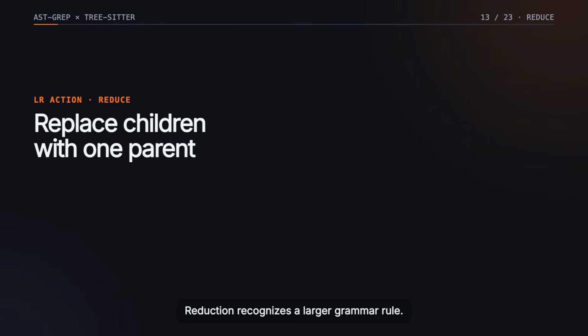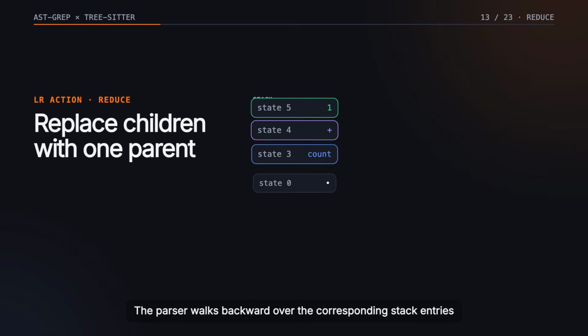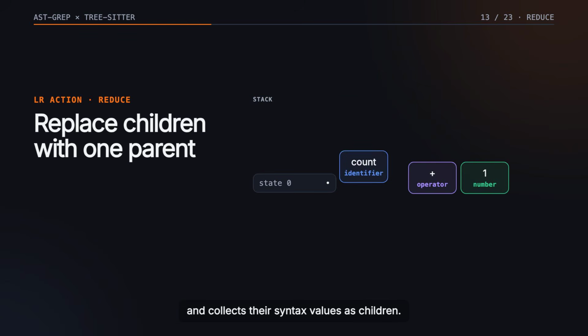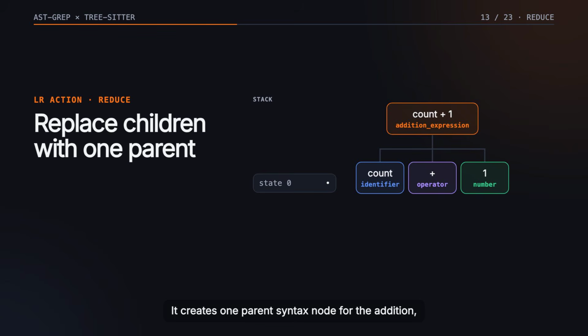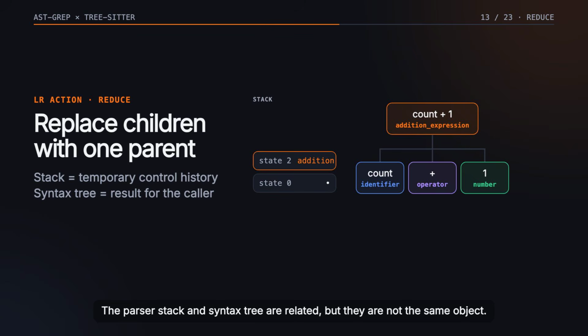Reduction recognizes a larger grammar rule. After shifting count, plus, and 1, the table may report that these pieces form an addition expression. The parser walks backward over the corresponding stack entries and collects their syntax values as children. It creates one parent syntax node for the addition, then pushes that parent in the state selected by the grammar's Goto table. The parser stack and syntax tree are related, but they are not the same object.